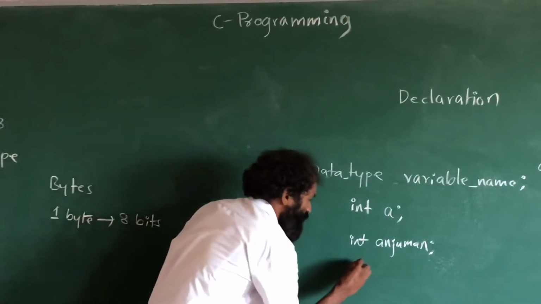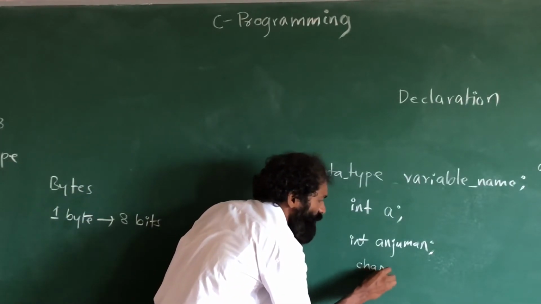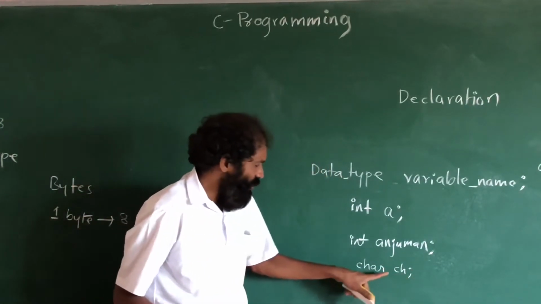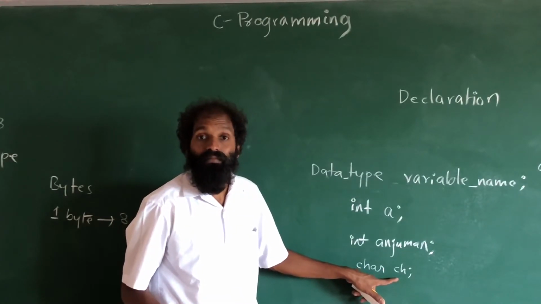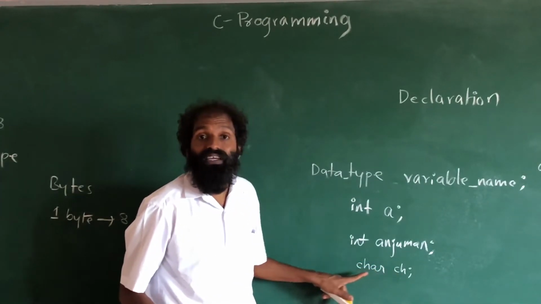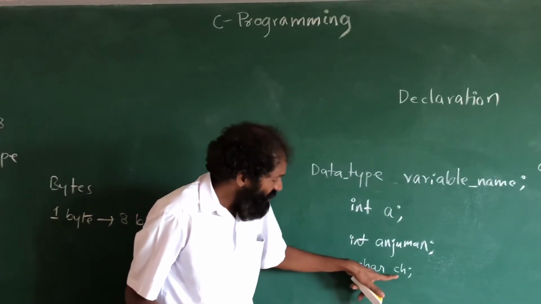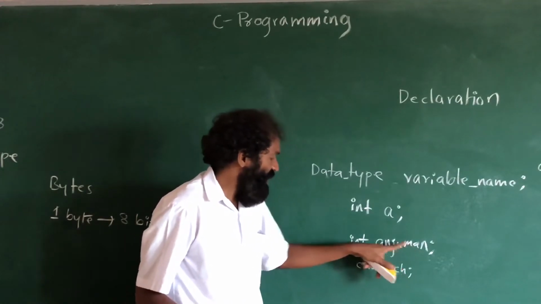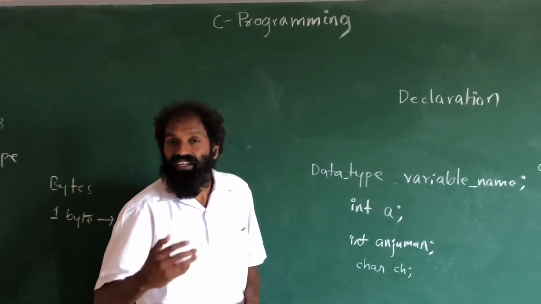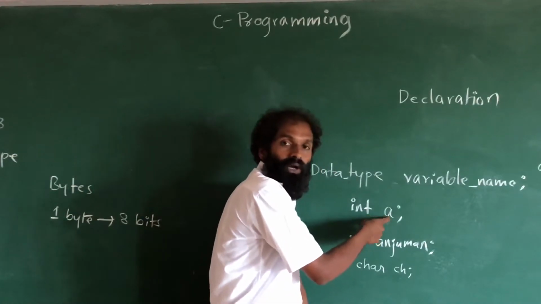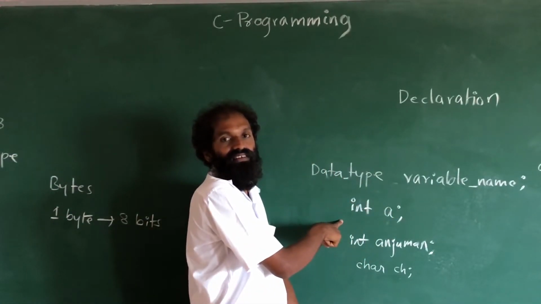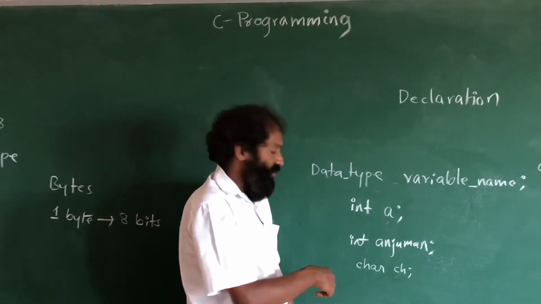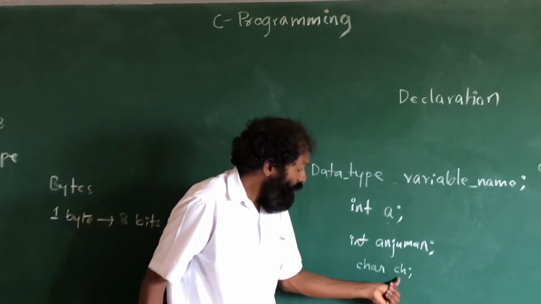If we declare something like char ch, now ch is a variable name, but this variable is of type char. It means ch is a character variable. Here A is an integer variable. Here Anjuman is an integer variable. So what can we say? A is a variable of type int. ch is a variable of type char.